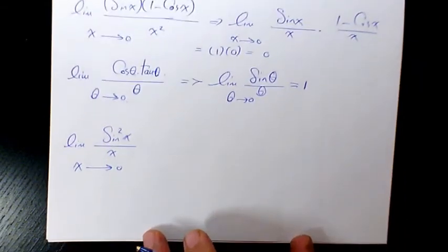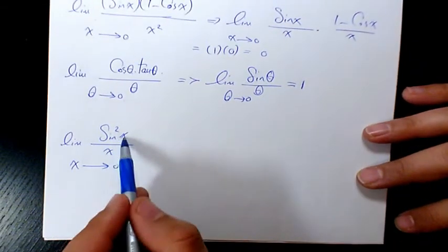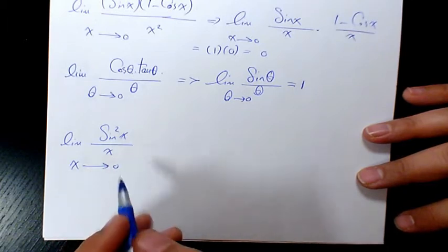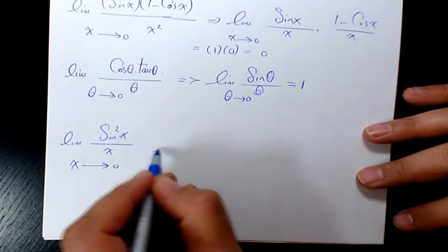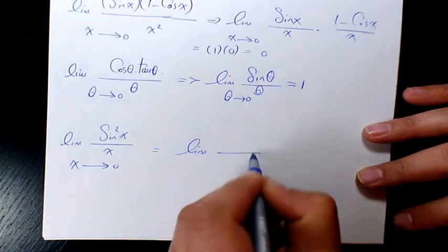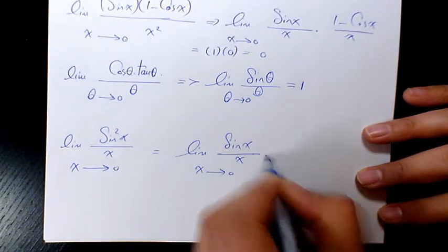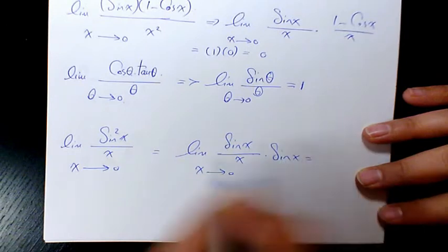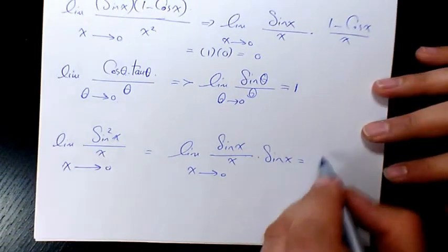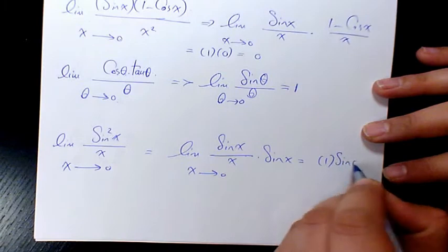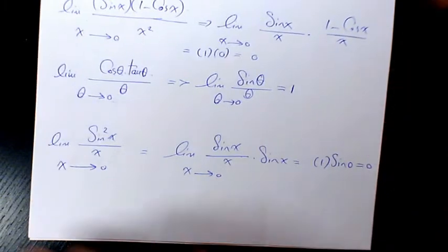Next one, limit of sine squared x over x when x is approaching 0. I'm going to say that's going to be sine x over x times sine x. The answer is going to be 1 times sine 0, which is going to be 0.